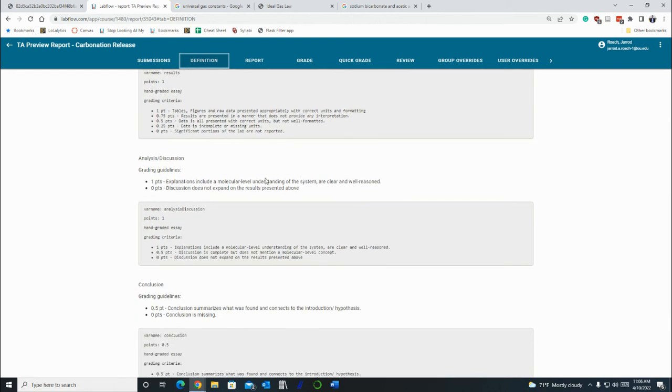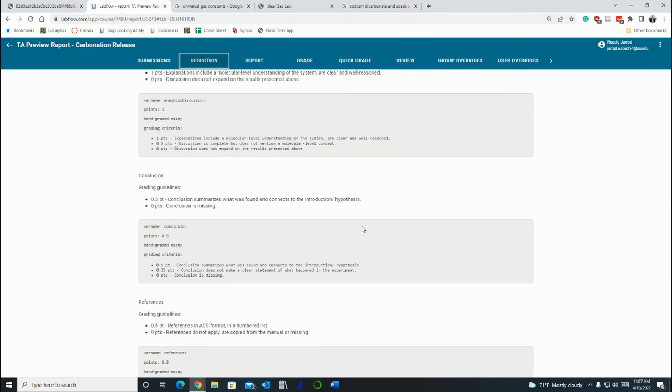For your analysis and discussion, you need to analyze your results. Do your results line up with the ideal gas law? What's occurring in that flask? Why is it that whenever the temperature goes down, we see a decrease in pressure as well? So you need to make sure that you not only understand the ideal gas law, but understand it at a molecular level as to what is happening to the molecules.